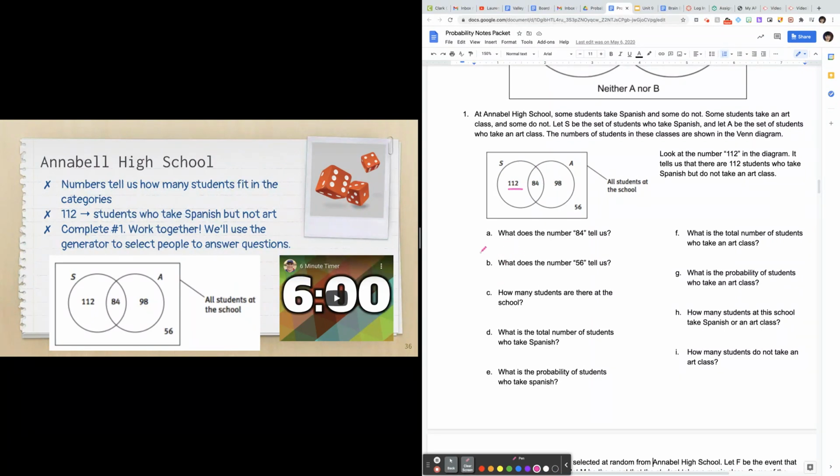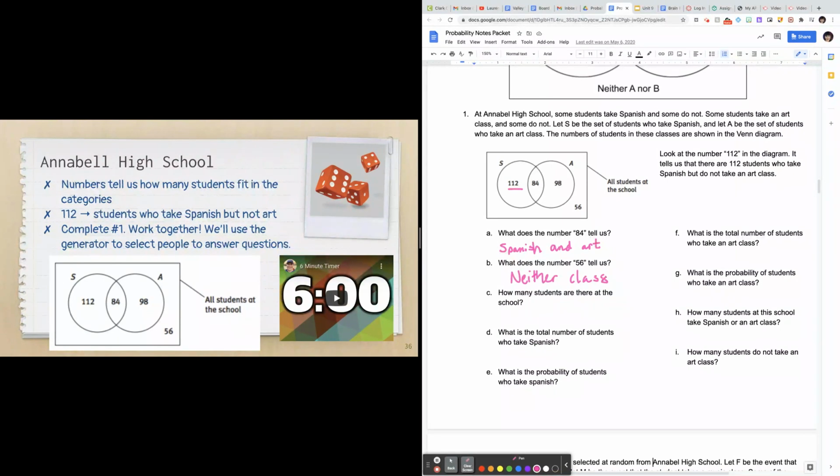All right, so let's talk about what do these individual numbers actually tell us, okay? So 84 is here in the middle. So that's the intersection of both. So that's the students who take Spanish and art. Okay. And then the number 56 here is, since it's outside of the Venn diagram, those are the students who take neither class. Okay, these students take neither of those classes.